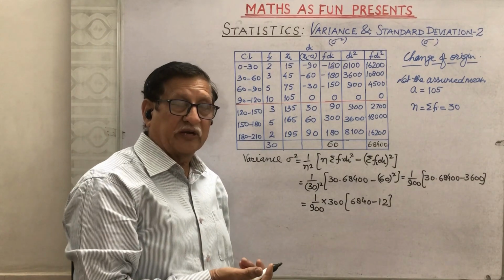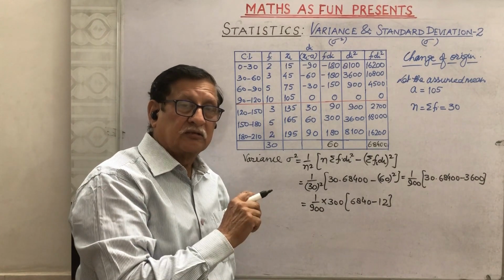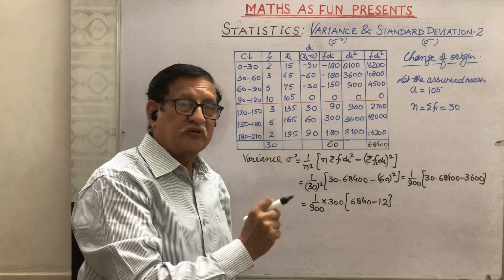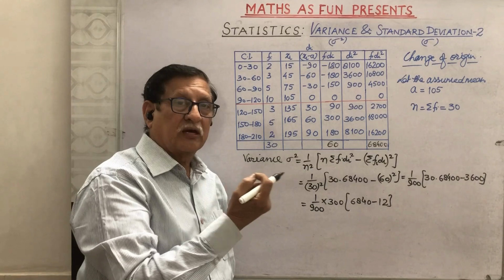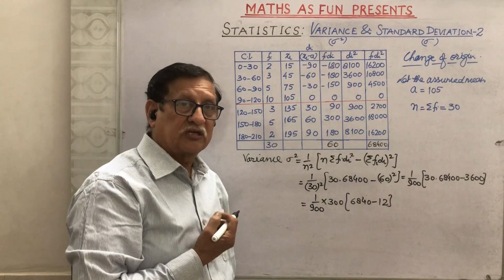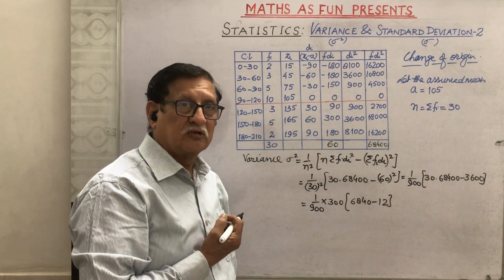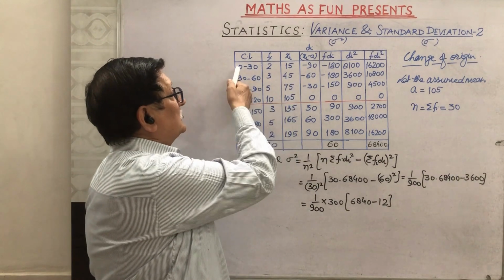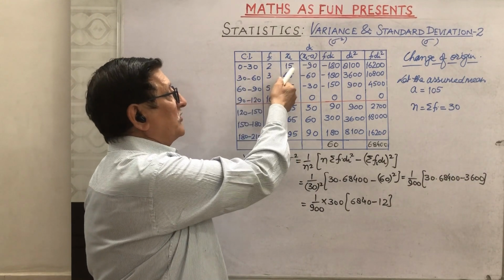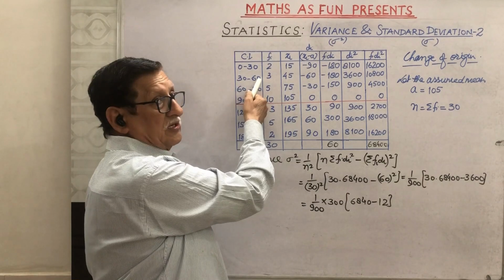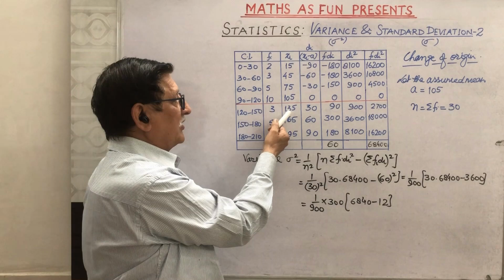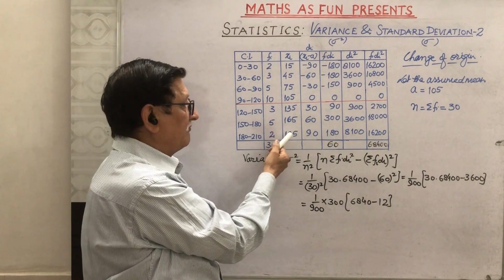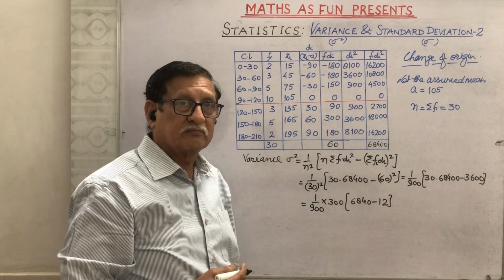Then we have to find out xi, that is the class mark of each class, and that is given by u plus L divided by 2. We have already learned that in the previous videos. So here it comes as 0 plus 30 divided by 2 is 15, 30 plus 60 divided by 2 is 45, and so on: 75, 105, 135, 165 and 195.